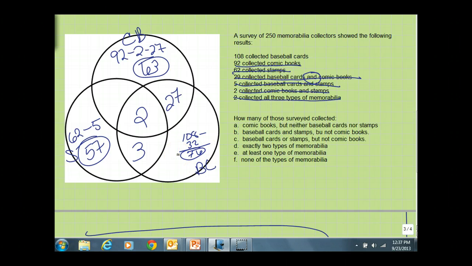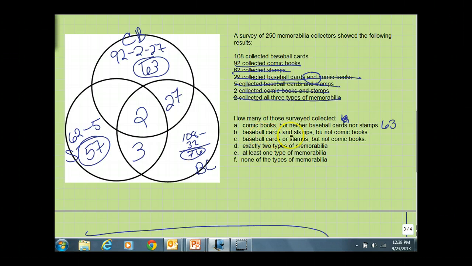All right, so on the bottom it says how many collected comic books, but neither baseball cards nor stamps. Yeah, that would be 63. That's this area, right? So 63 for the first one. Oops, I should put it here.